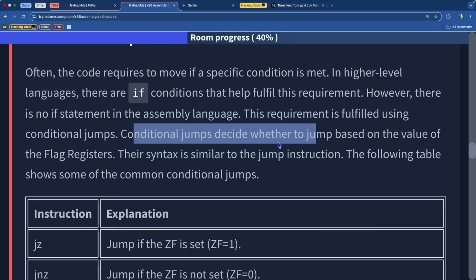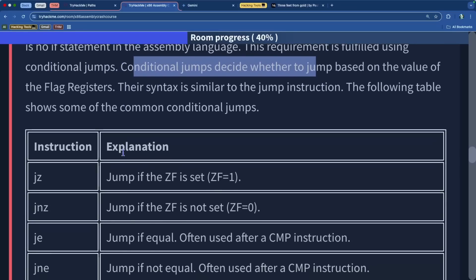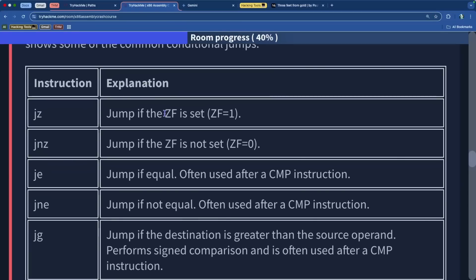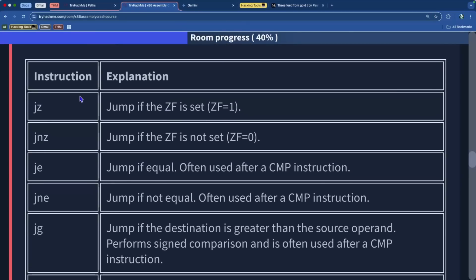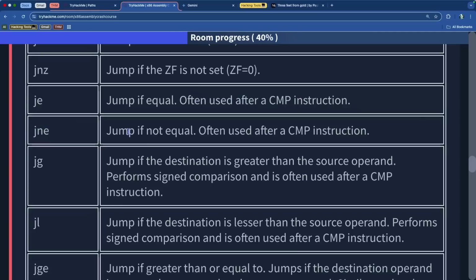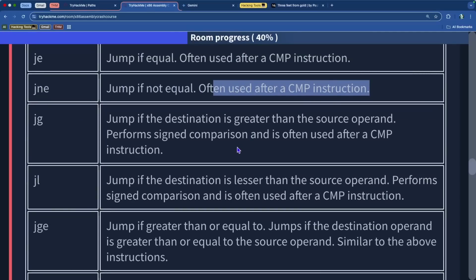Conditional jumps decide whether to jump based on the value of the flag register. Their syntax is similar to the jump instruction, and the following table shows us some examples that we have over here. So the instruction is JZ, jump if the ZF flag is set, meaning if ZF is equal to 1, you jump. JNZ will jump if the ZF flag is not set, so the ZF would be equal to 0. JE will jump if it's equal, and it's often used after a comparison. JNE will jump if it's not equal, and it's often used after a comparison instruction as well.